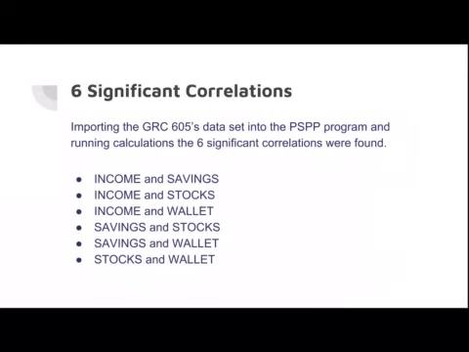We are looking at 6 different correlations. 6 of these will be significant. We are going to import this information into a PSPP program and run calculations. These correlations were found: income and savings, income and stocks, income and wallet, savings and stocks, savings and wallet, and stocks and wallet.